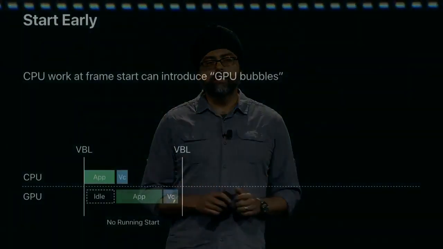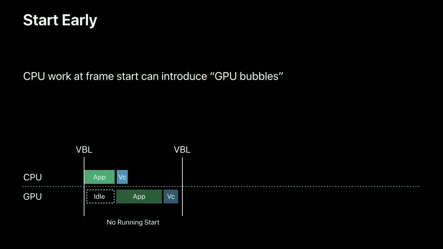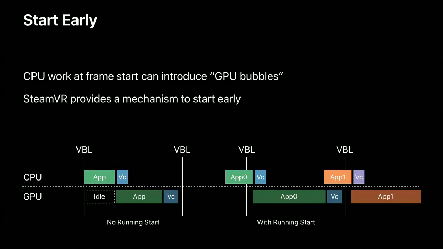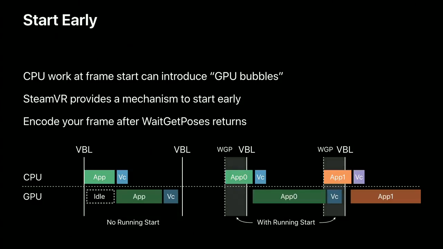All right, let's move on to talk about some best practices. So the first is to avoid introducing a GPU bubble at the start of your frame while encoding commands on the CPU. Helpfully, SteamVR offers a useful mechanism to let you start work for that frame early by giving your app a 2 to 3 millisecond running start. So this should look very familiar. By aligning the start of your frame with waitGetPoses, you'll ensure that you're taking advantage of this optimization and getting that running start.